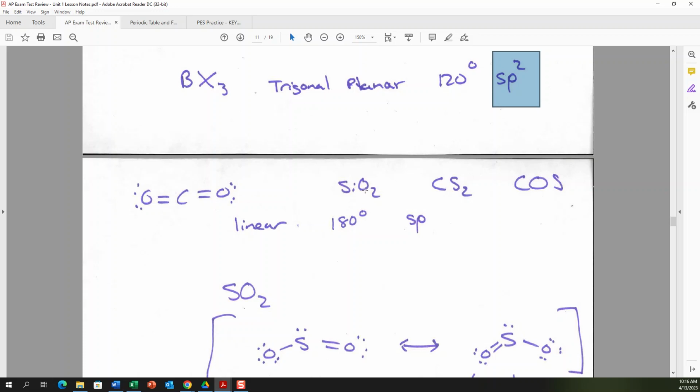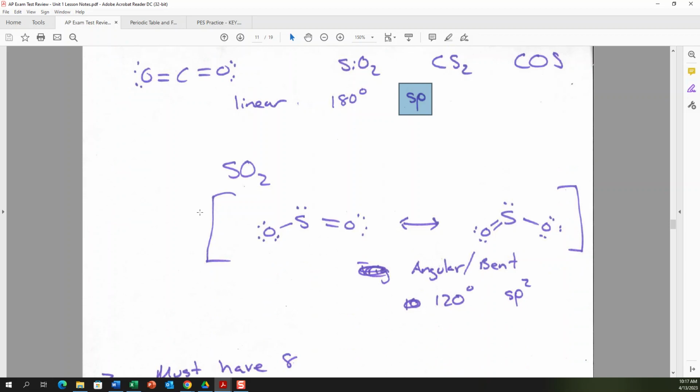Silicon with 2 oxygens, carbon with 2 oxygens, carbon with 2 sulfurs, carbon with 1 oxygen, 1 sulfur. Okay, that's kind of right, our quick linear molecule. It looks like that: 180, 2 domains around the central atom, sp hybridized. Okay. Remember, we have a thing called resonance.